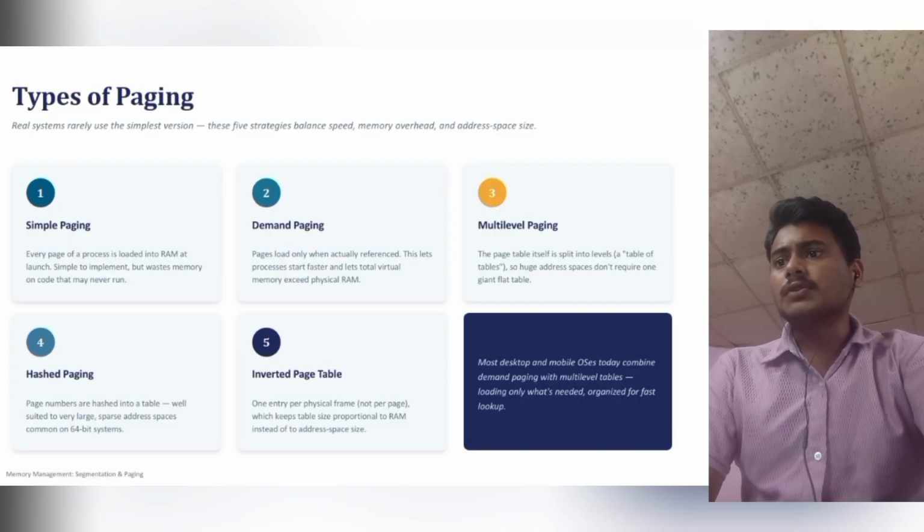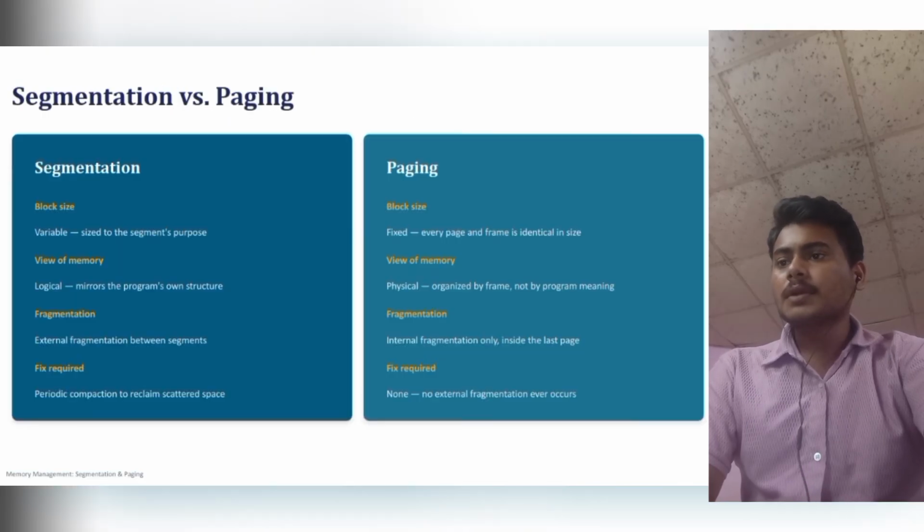Number 3. Multi-level paging. Split the page table into smaller levels. This helps with very large programs. Number 4. Hash paging uses a hash function to find pages quickly. This works well for huge address spaces. And the last one, number 5, an inverted page table keeps one entry per frame, not per page. This keeps the table small even for big programs. Most modern systems combine demand paging with multi-level tables. Now let's compare segmentation and paging directly.